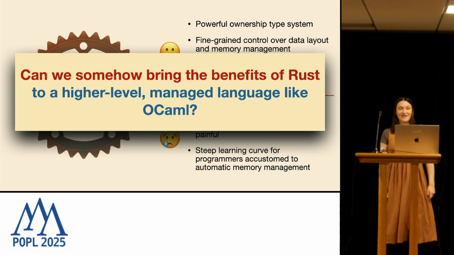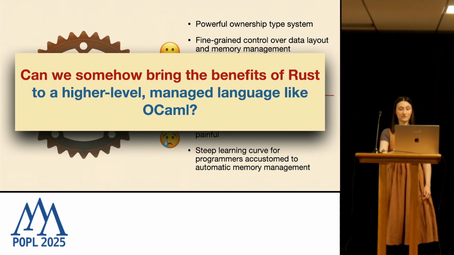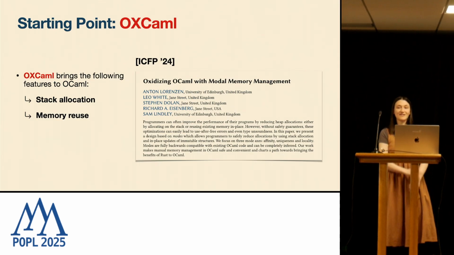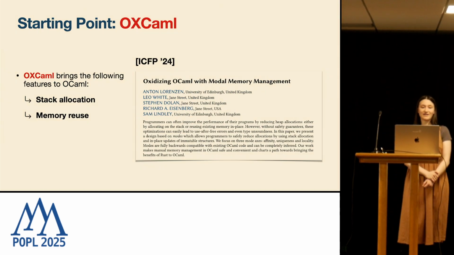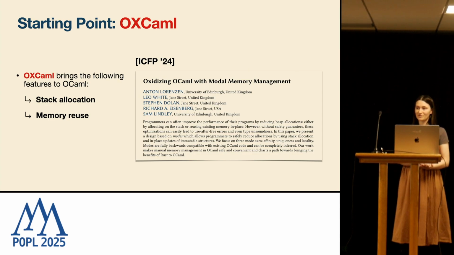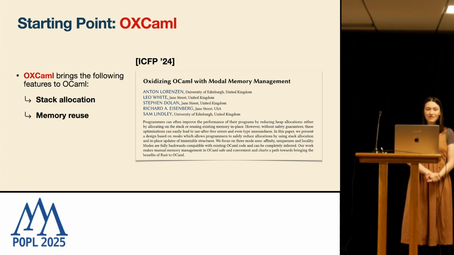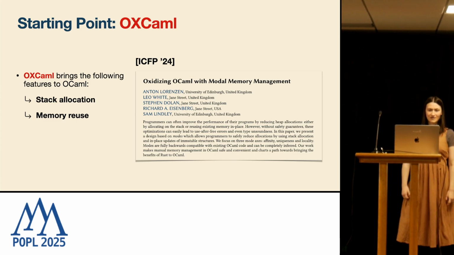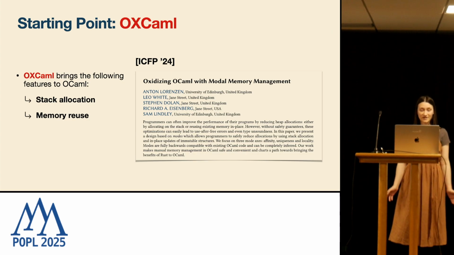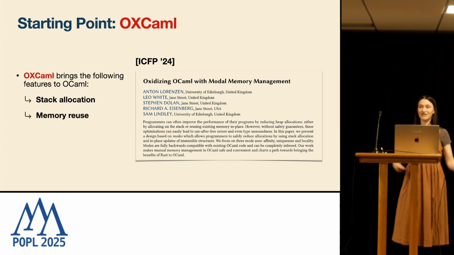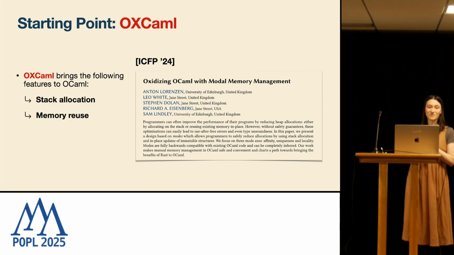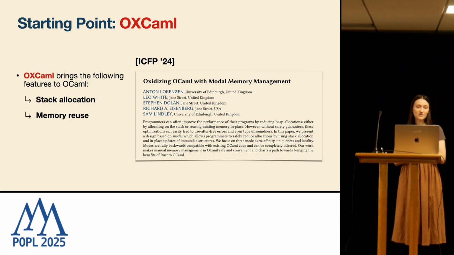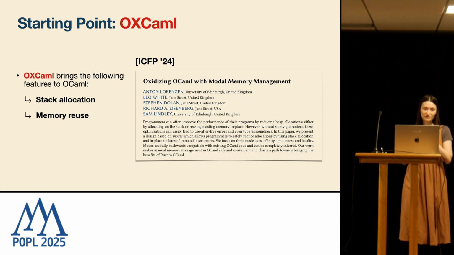So the first question we ask is, can we bring the benefits of Rust to a higher-level managed language like OCaml? And this question was tackled by Anton, Lorenzen, and others in this ICFP paper from last year titled Oxidizing OCaml with Modal Memory Management. And I will henceforth refer to this work as OXCaml. Okay, so OXCaml brings the following features to OCaml, namely stack allocation, meaning the programmer can control where some memory is allocated, and memory reuse, which allows programmers to reuse some memory for a different purpose.